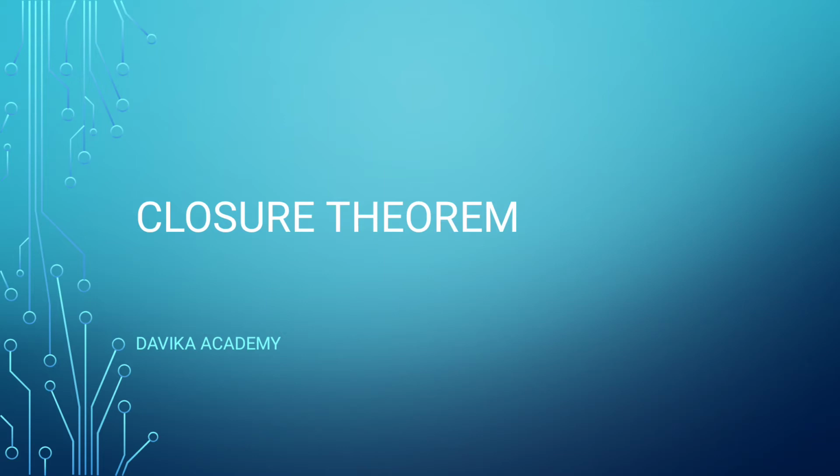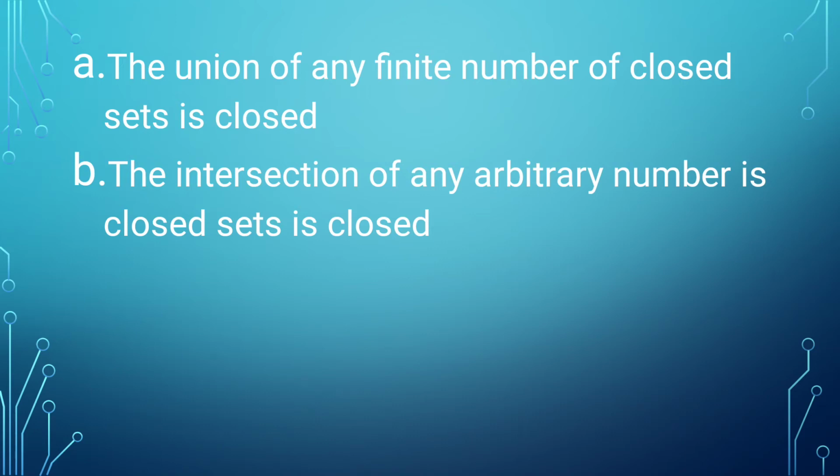Okay, closure theorem. Closure theorem comes in two parts, about union and intersection. Part A of closure theorem is: the union of any finite number of closed sets is closed. So if you get a finite number of closed sets, you find that their union is closed. Then, the intersection of an arbitrary number of closed sets is closed.